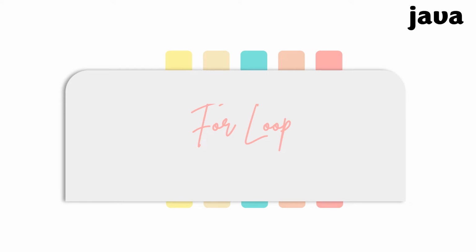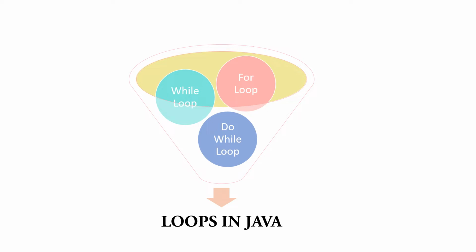In this video, I am going to discuss the function of for loop in Java. Loops in Java. In programming languages, loop is a feature which facilitates the execution of a set of instructions or functions repeatedly while some condition evaluates to true.